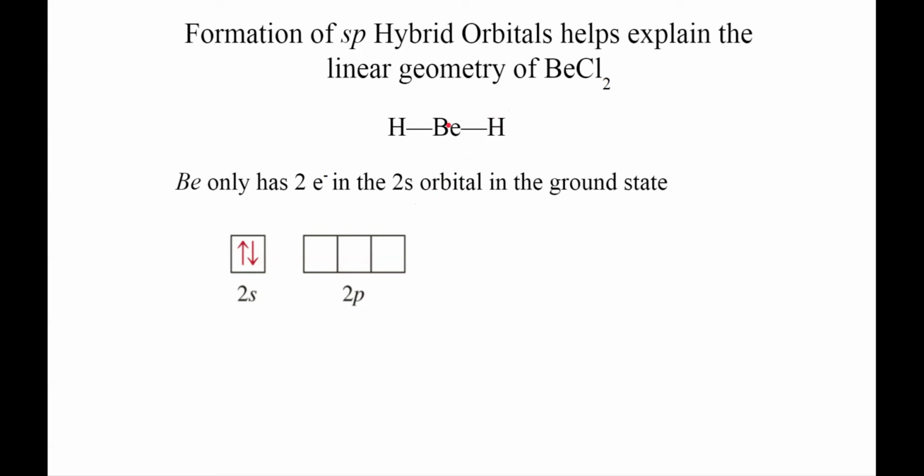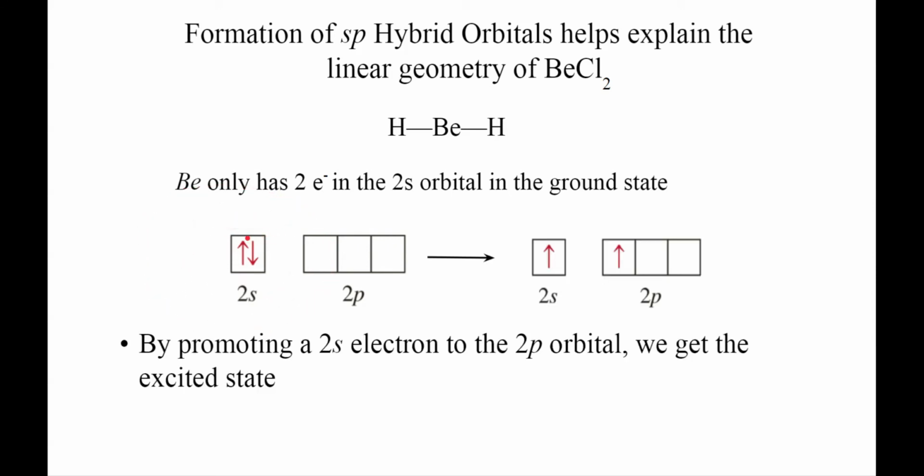Beryllium is a metal, but it acts kind of weird. Here it can make covalent bonds. Again, we said it was linear. It has no lone pairs, so it only has 2 electrons in this 2s orbital. But in this case, it will promote an electron to spread out.